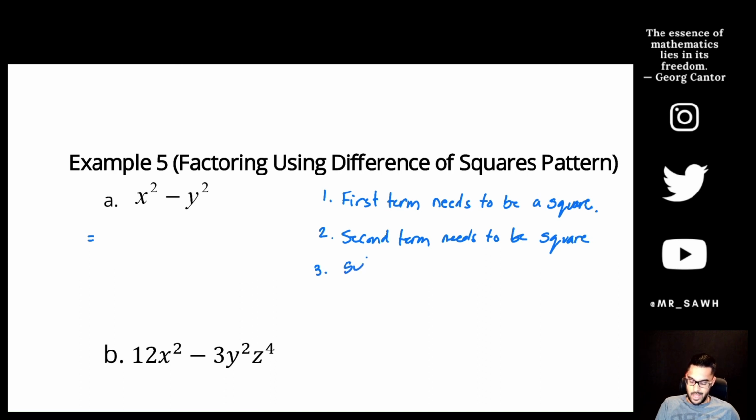Lastly, subtraction. One of the things that students always look for is, well, yeah, I've got two squares, but there's a plus sign. Does the rule still work the same? No, it doesn't. It has to be a minus. The rule literally is difference of squares. Difference means subtract. So you need a minus sign. If there's anything else there, this doesn't work.